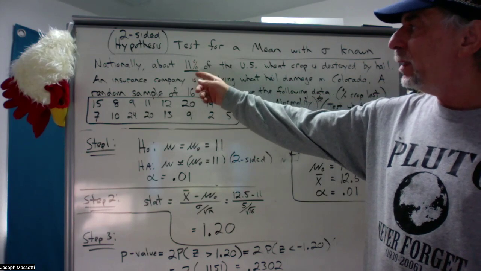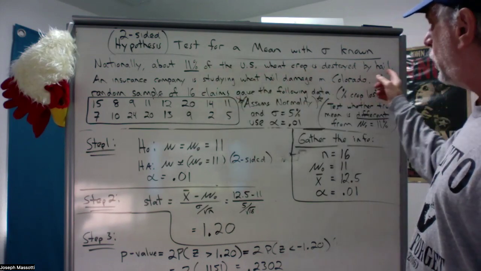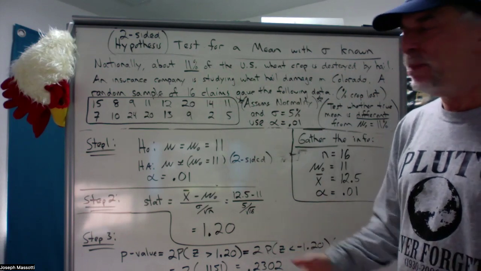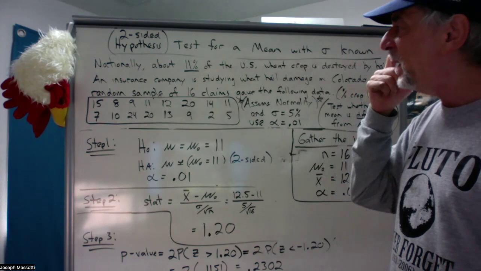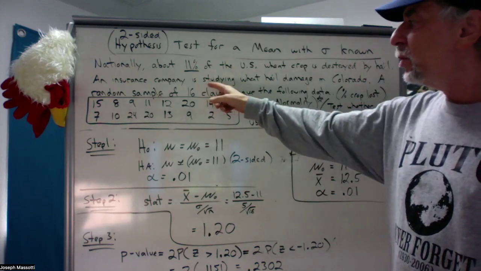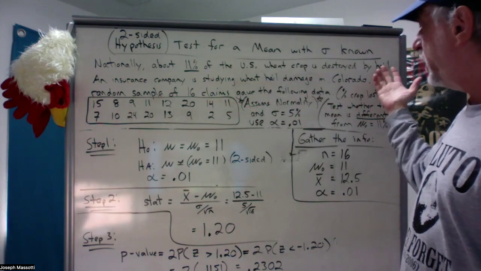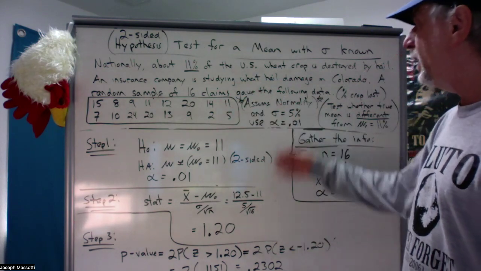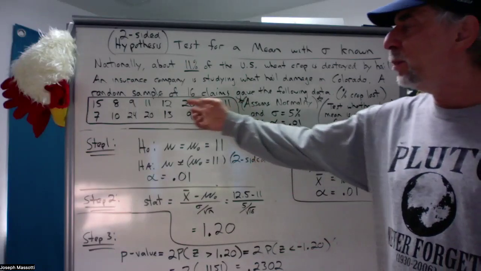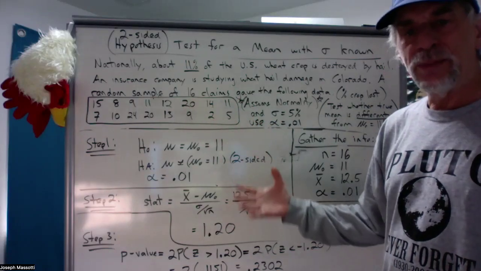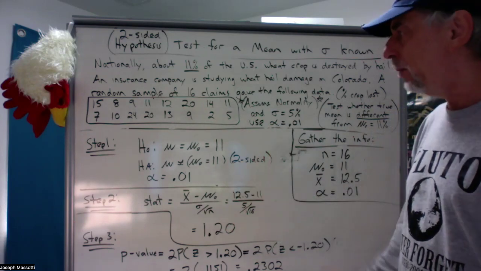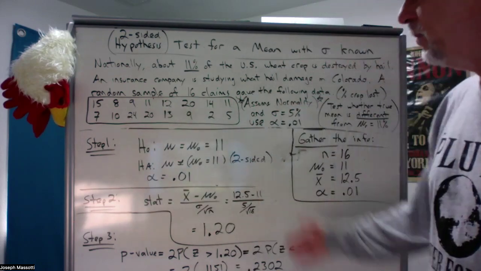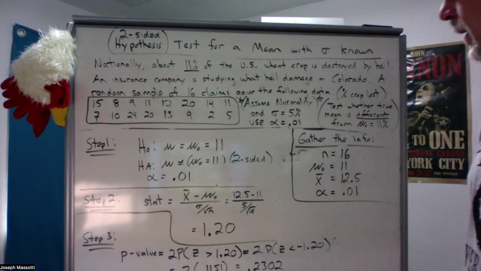So we're going to say nationally, about 11% of the US wheat crop is destroyed by hail. So that's the idea going in. That's the null hypothesis, that the national average is 11%. Some insurance company is studying wheat hail damage in Colorado, and they take a random sample of 16 claims that gave the following data. These are percentages of wheat crops destroyed on different farms. So 15% destroyed, 8% destroyed, so on. So we have a sample of 16.